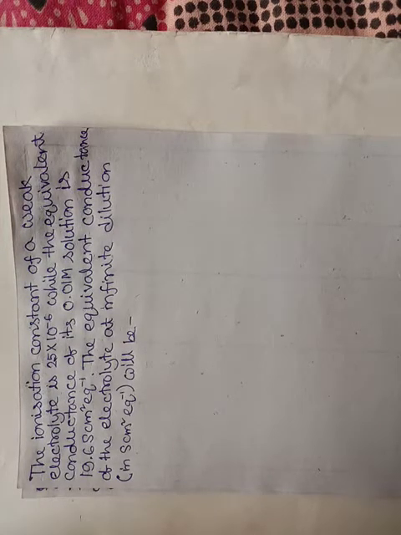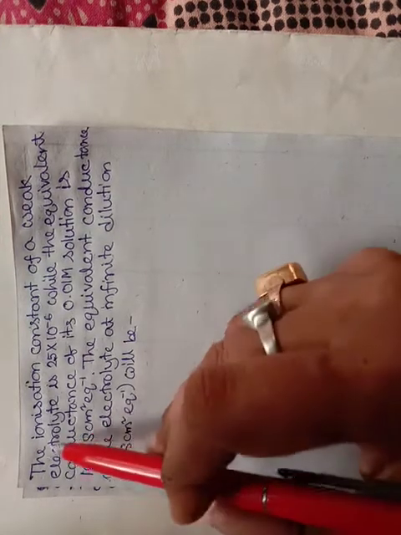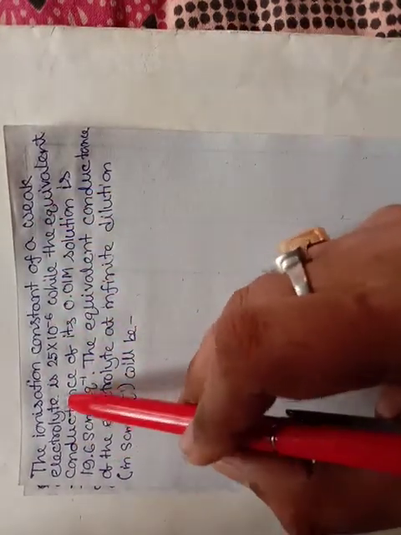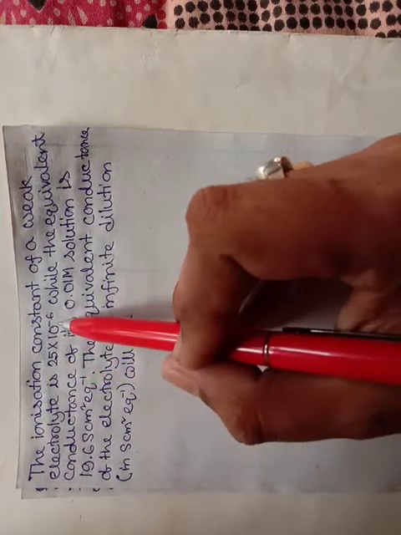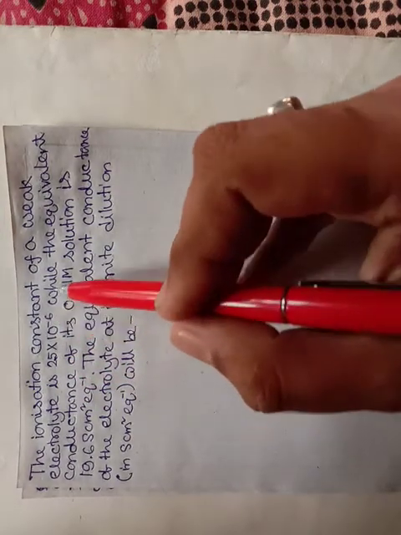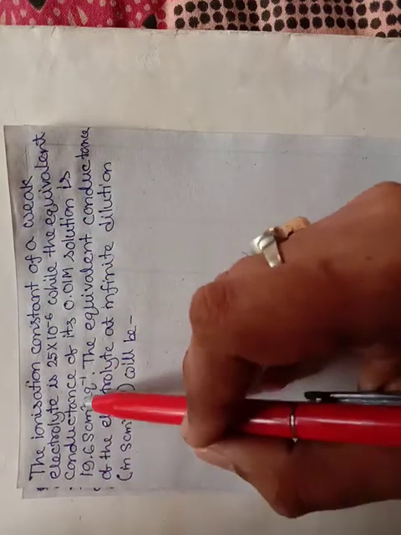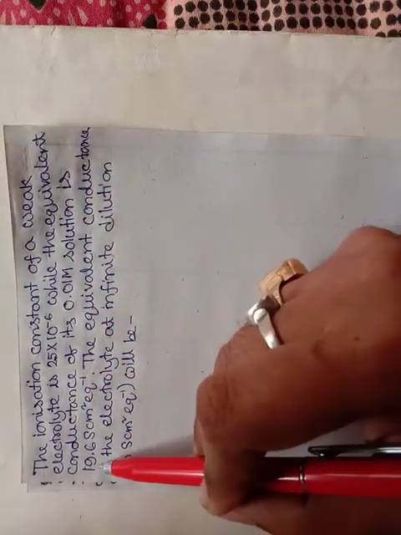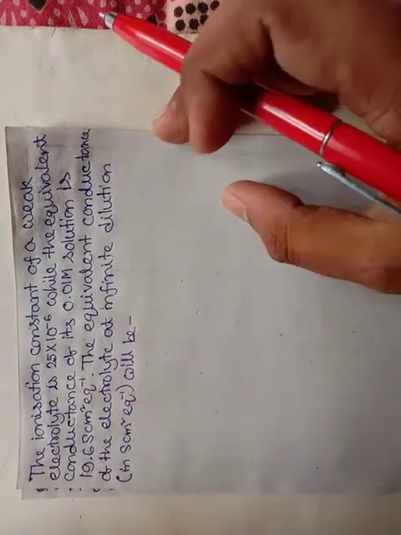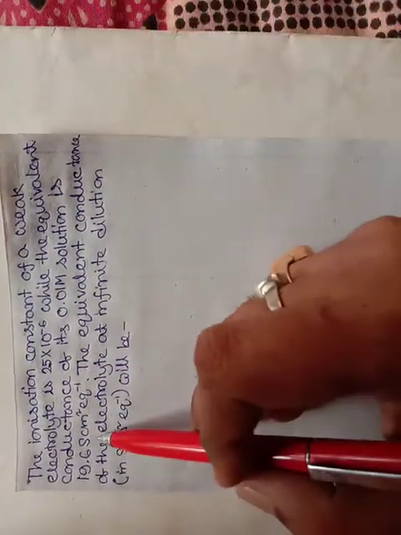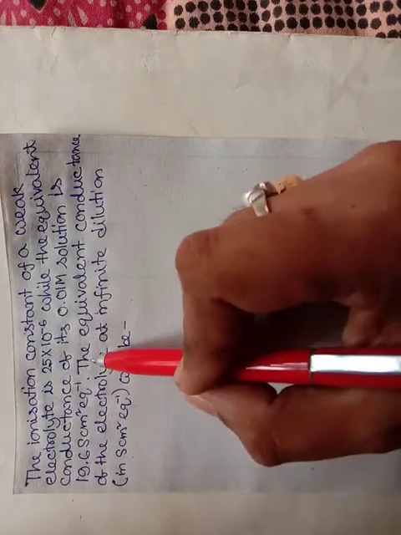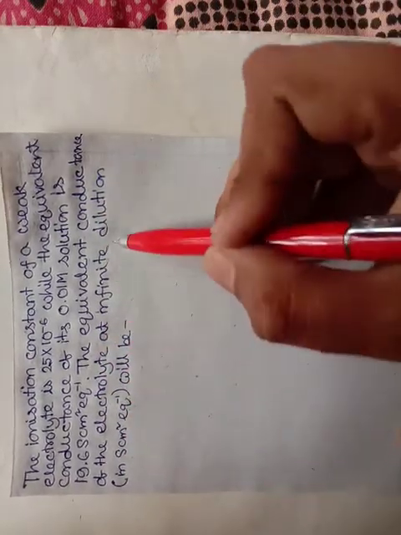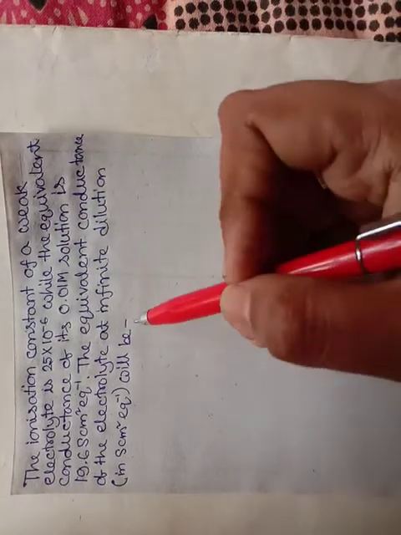So let's start the first problem. The ionization constant of a weak electrolyte is 25 × 10^-6, while the equivalent conductance of its 0.01 M solution is 19.6 S cm² equivalent⁻¹. The equivalent conductance of the electrolyte at infinite dilution will be?